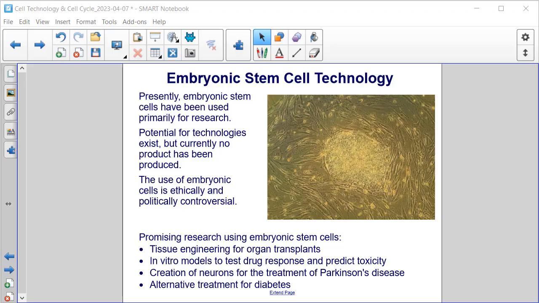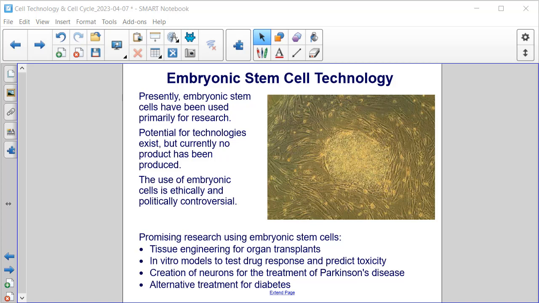Embryonic stem cell technology. Presently, embryonic stem cells have been used primarily for research. Potential for technologies exist, but currently no product has been produced. The use of embryonic stem cells is ethically and politically controversial.